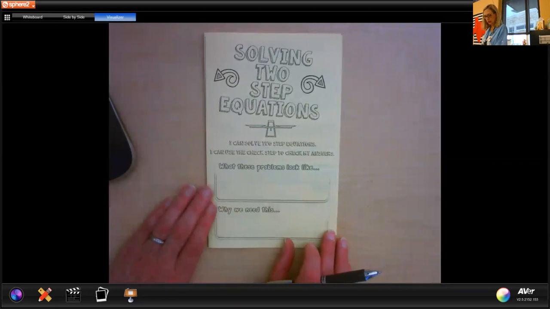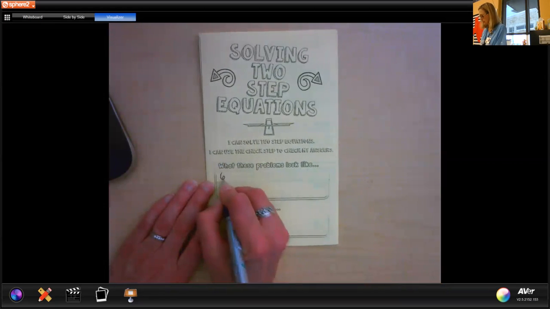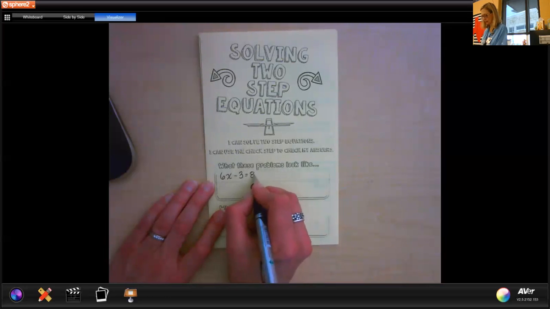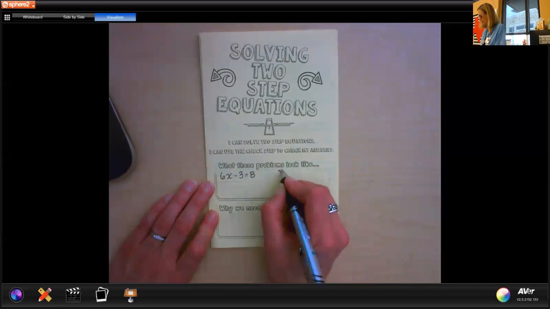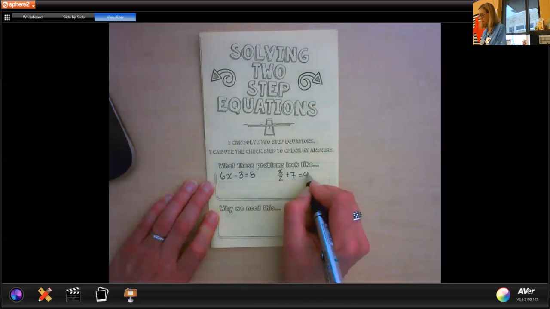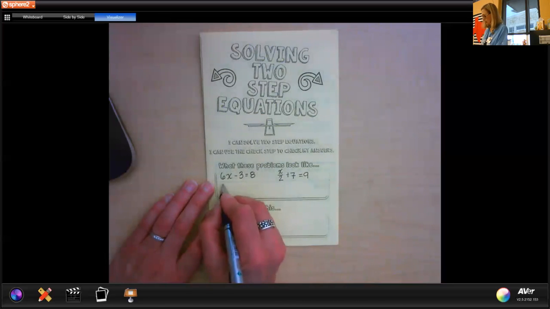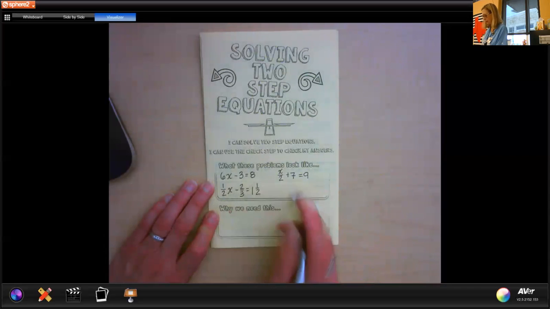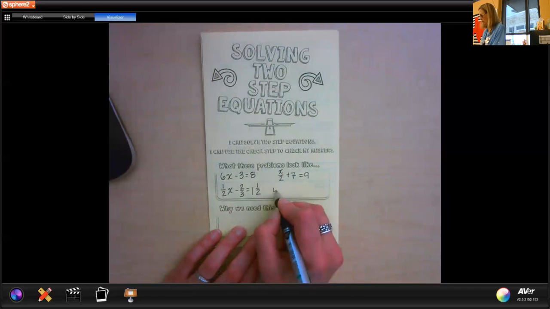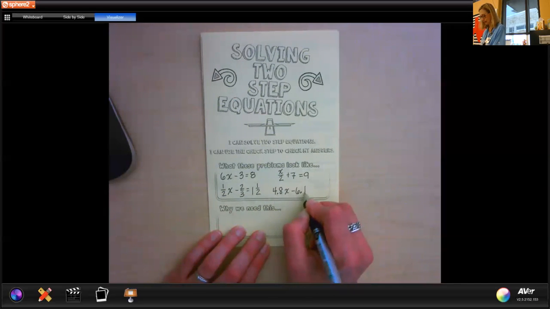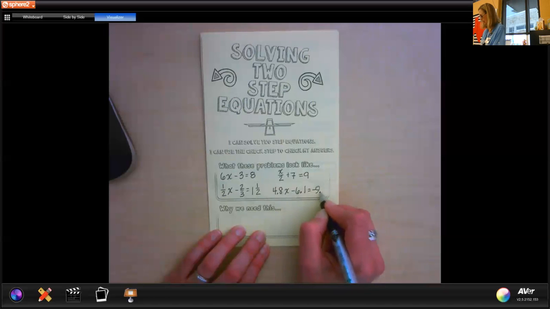What these problems look like. Some examples: 6x minus 3 equals 8. x divided by 2 plus 7 equals 9. 1/2 x minus 2/3 equals 1 1/2. 4 8/10 x minus 6 1/10 equals -9 9/10.